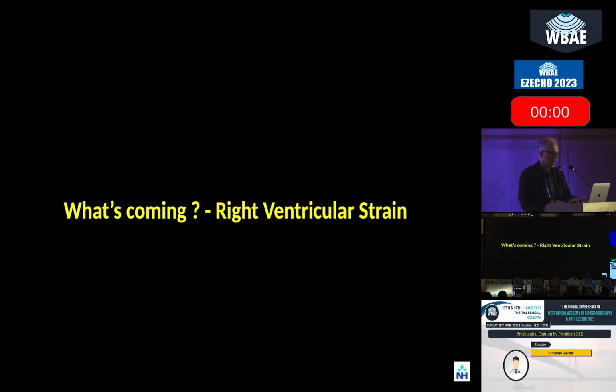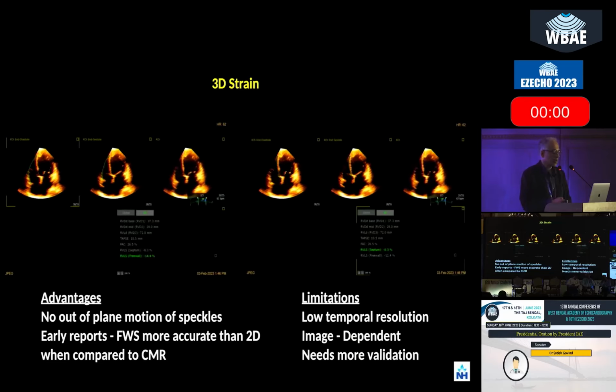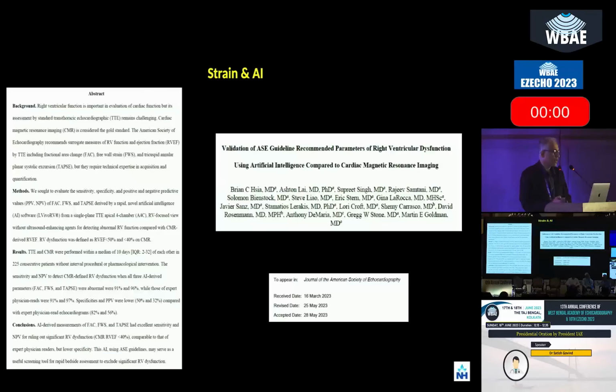So what is coming as far as right ventricular strain is concerned? As always, 3D is there. Advantages: no out of plane motion. You have early reports saying that free wall strain, again emphasizing, is much better than 2D. And then limitations: frame rate is still an issue, and again, quality of the image is very, very important. And of course, a lot of data is needed, and this is where it is as far as 3D strain is concerned.